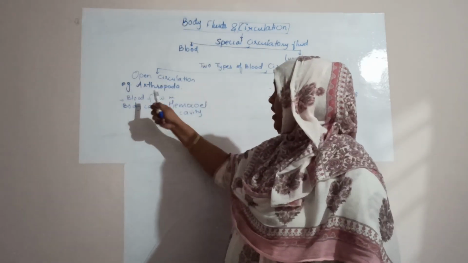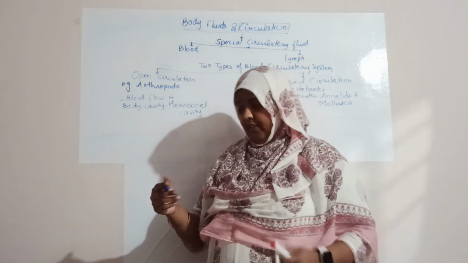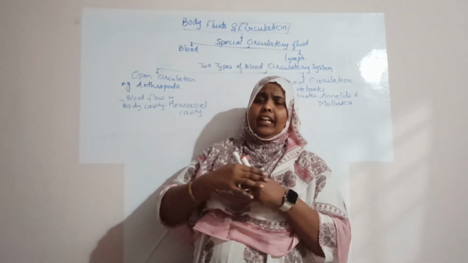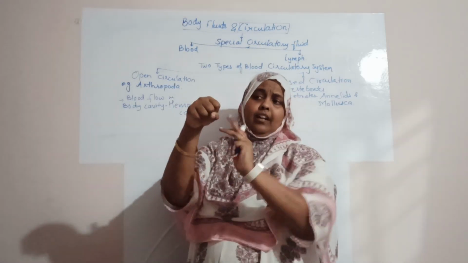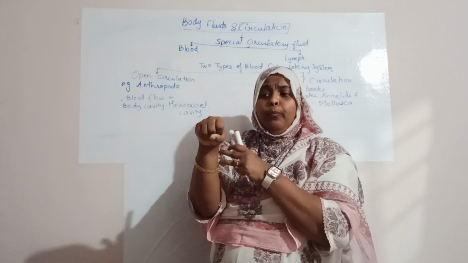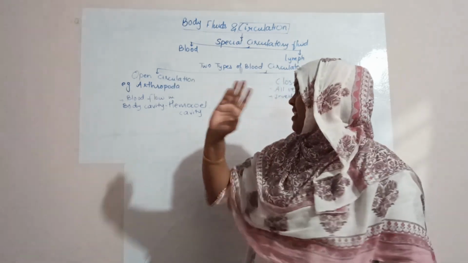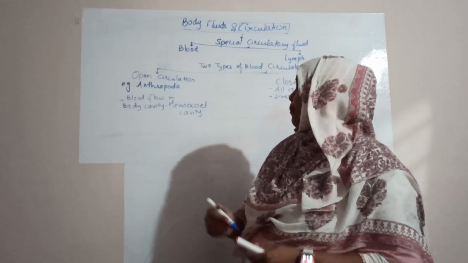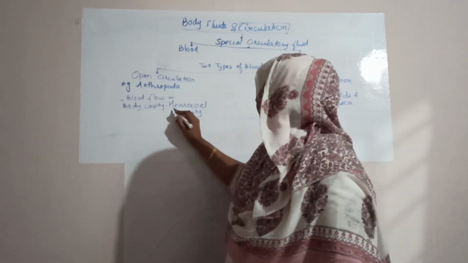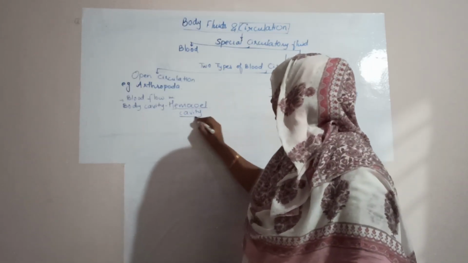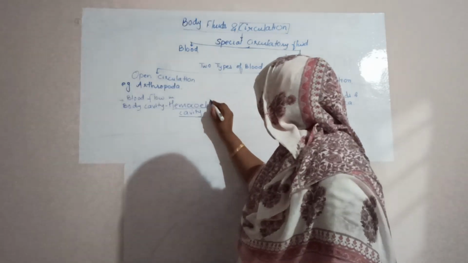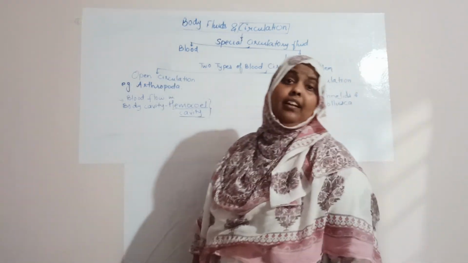In an open circulation, blood flows in the body cavity. Body cavity means, for example, if an organ is present here, the cavity is present around it, so blood flows in the cavity. No blood vascular system is present in open circulation. And this body cavity is known as the hemocoel cavity. Remember this word: hemocoel cavity.